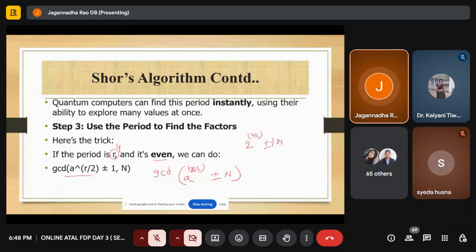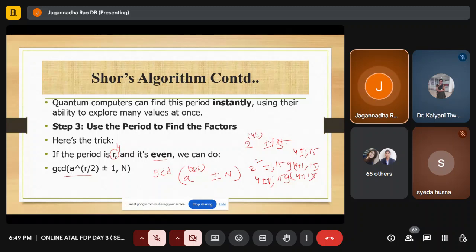So what is 2 power 4 by 2? It is 2 power 2, which is 4. So 4 plus or minus 1, comma 15. 4 plus 1 is 5, and 4 minus 1 is 3, each with 15. We need to calculate the GCD for both.